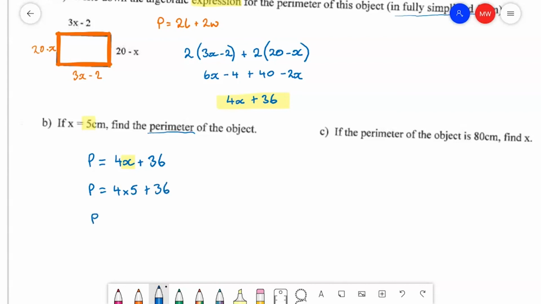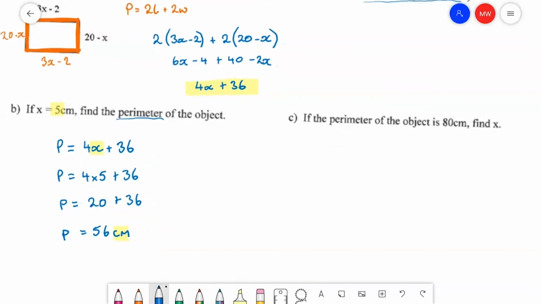Order of operations, multiplication before addition. 20 plus 36 is 56. Now don't forget your units, okay? It is a measurement question at the end of the day, and you'll lose half a mark there after all that hard work.